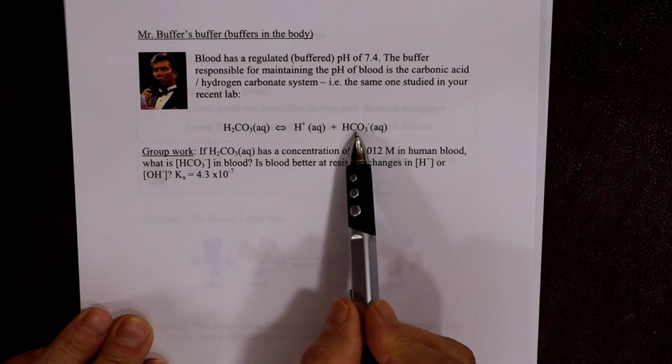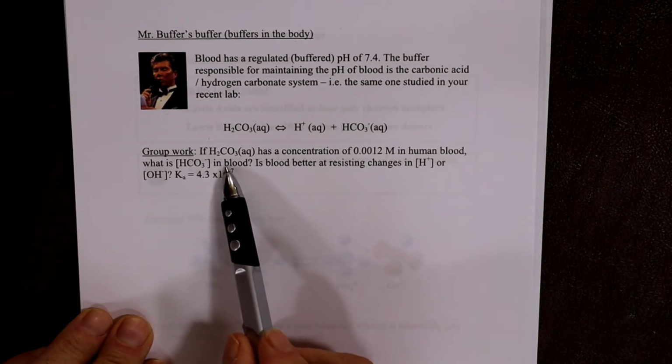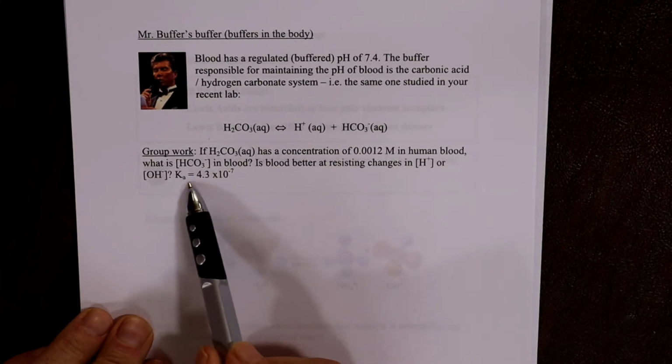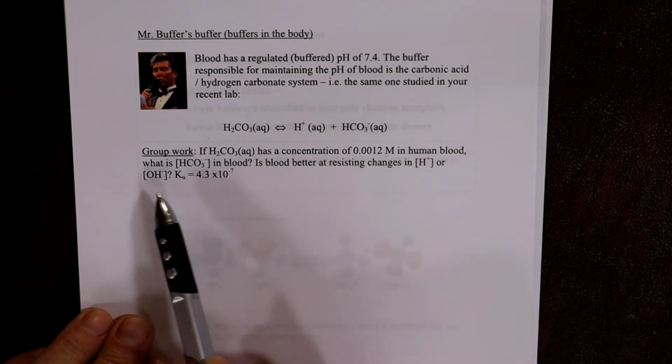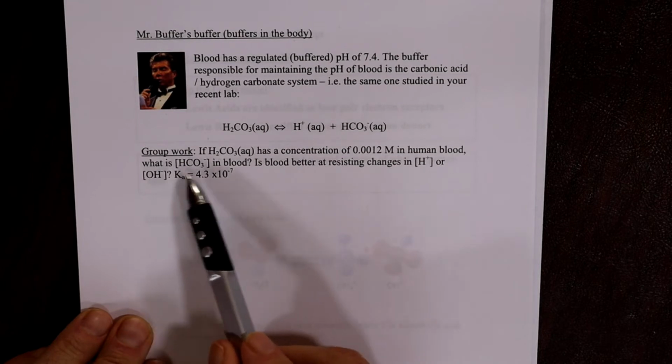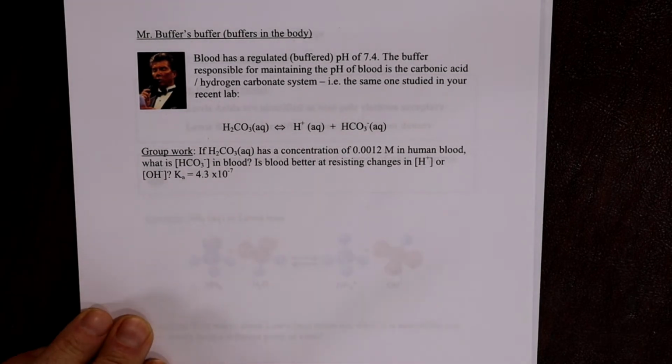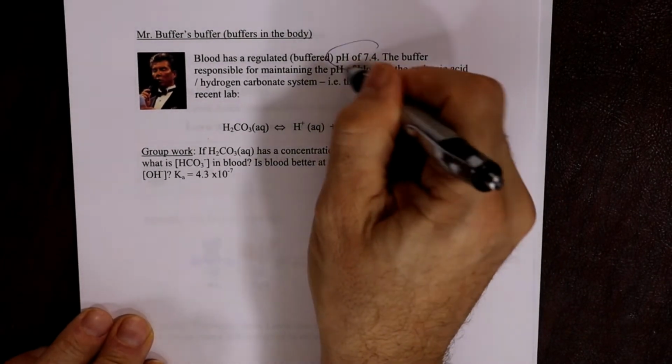What is the hydrogen carbonate concentration in blood, given that the Ka for the system is 4.3 times 10 to the minus 7? Then we can look at the ratio of these two things and ask, what's blood better at resisting, H plus or OH minus? We're also given this information up here.